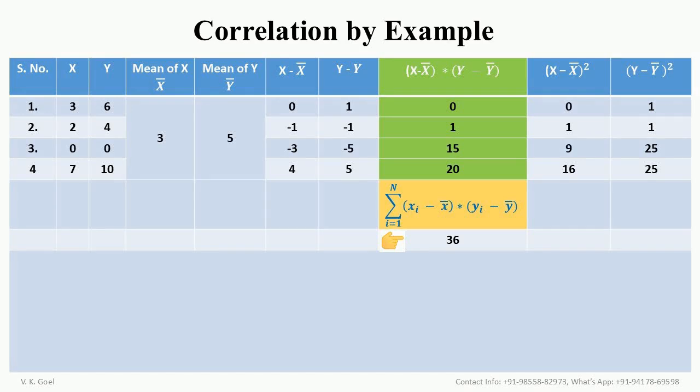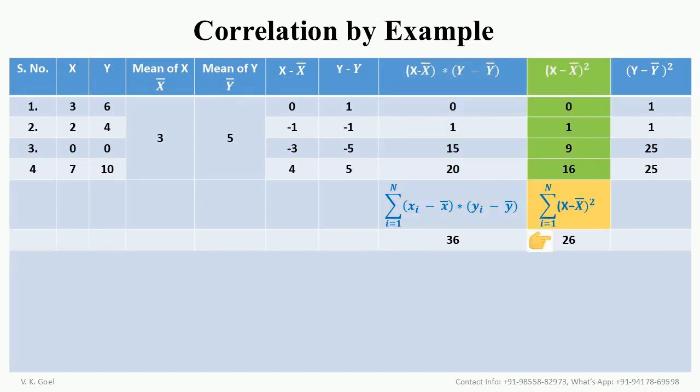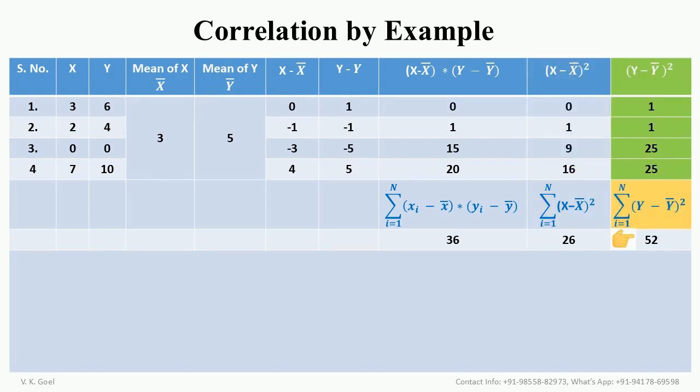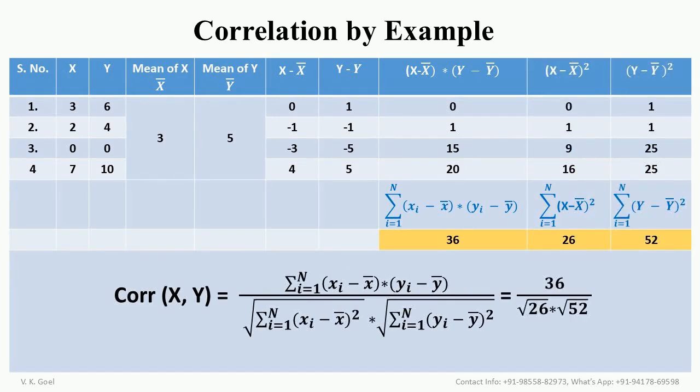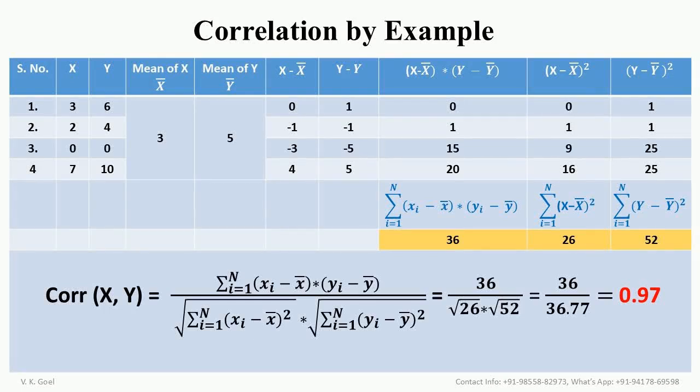Get the sum of x minus x bar and y minus y bar. Get the sum of square of difference, that is, square of x minus x bar, and square of y minus y bar. Apply the correlation formula, put all the respective values in the correlation formula. And, finally calculate the correlation between x and y.